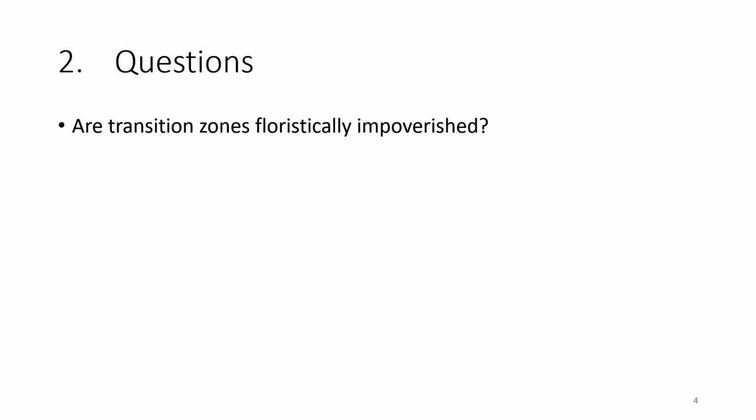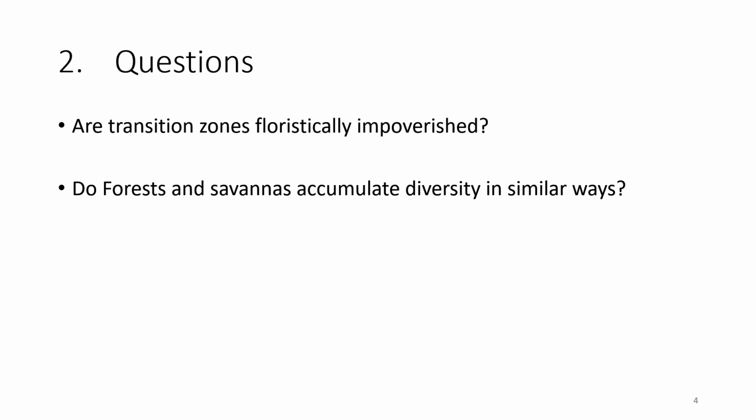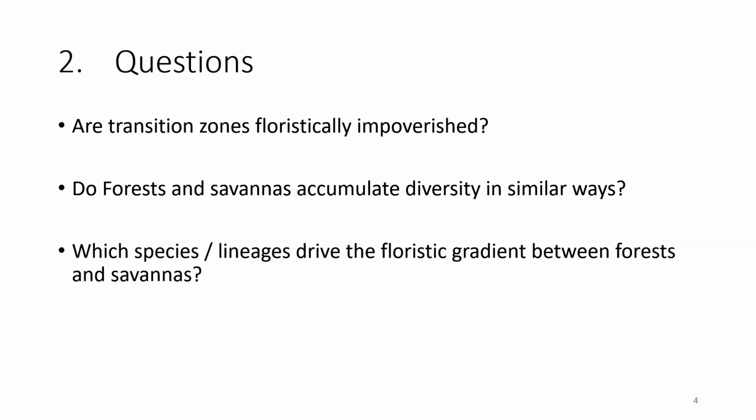So some of the questions that I'm interested in. Are transition zones floristically impoverished, in the sense, do they hold less diversity than areas that are dominated either by forests or savannas? Do forests and savannas accumulate diversity in similar ways along ecological gradients? And which species or lineages drive the floristic gradients between forests and savannas?